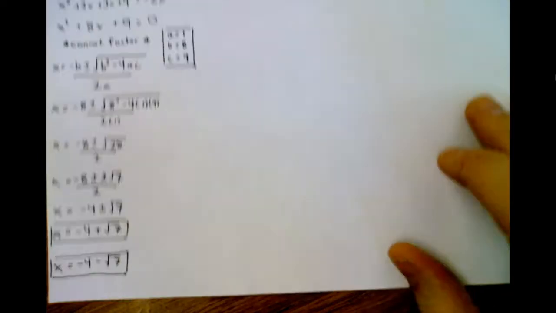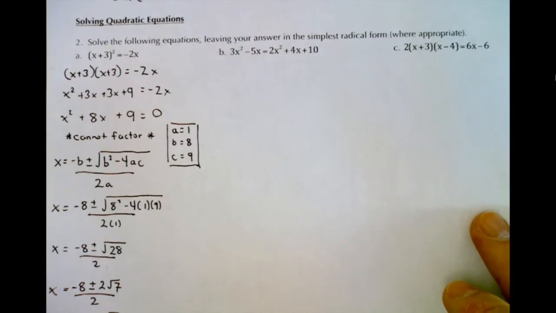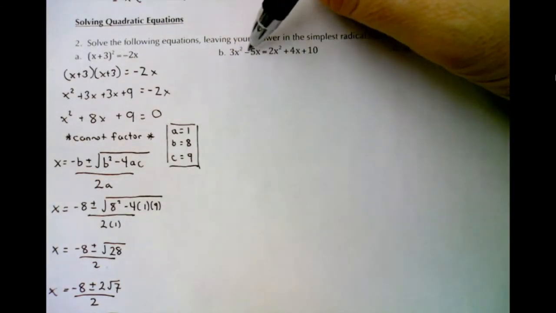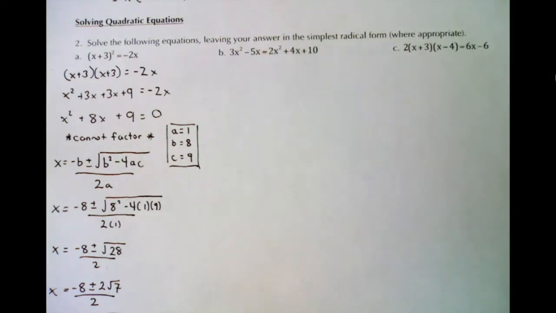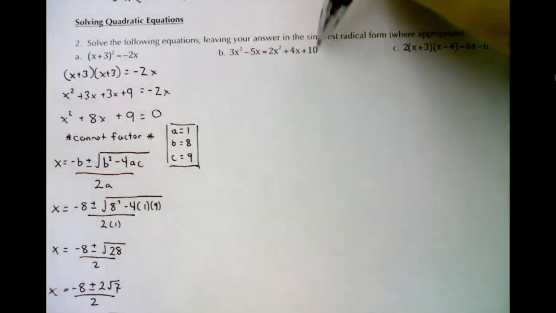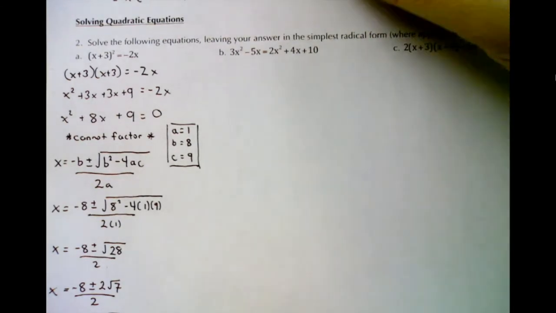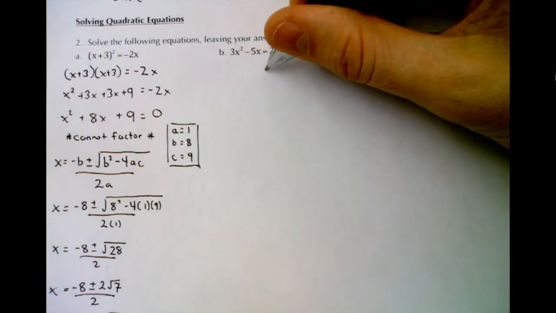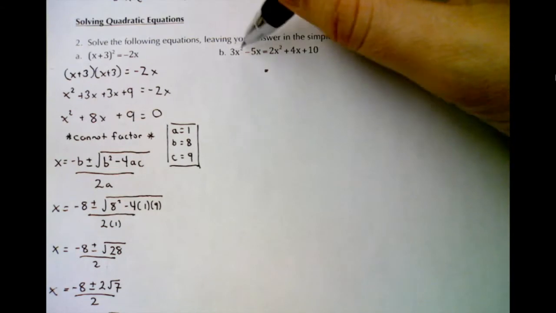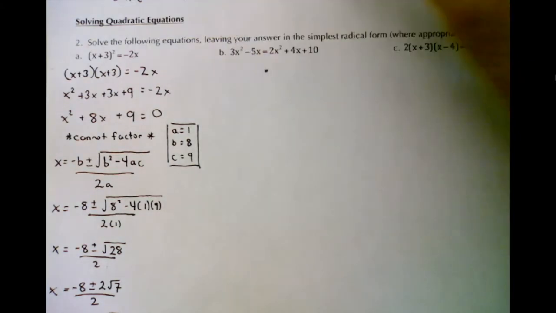Let's try B. For B, we've got 3x squared minus 5x equals 2x squared plus 4x plus 10. We want to collect all those terms on one side of the equation. I usually move the terms to the side with the biggest coefficient on the x squared term because it makes the math a little bit easier. We'll keep the sign on x squared positive. So I'm going to move all my terms to the left.